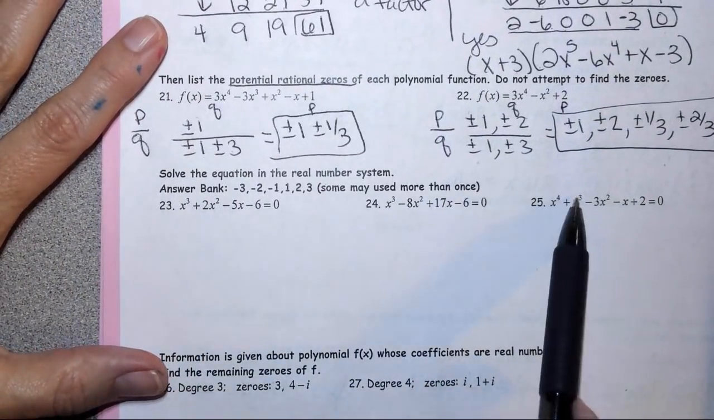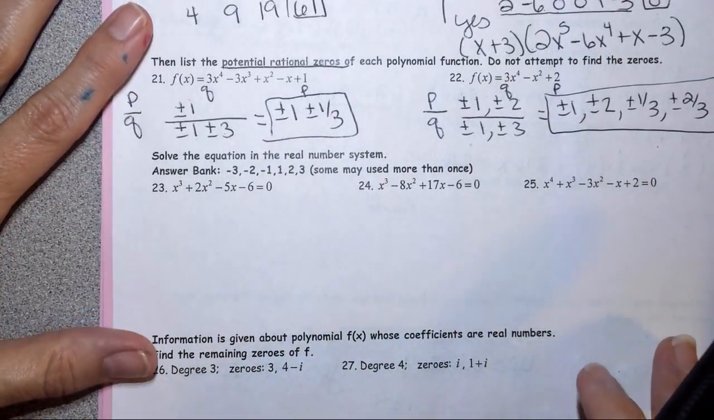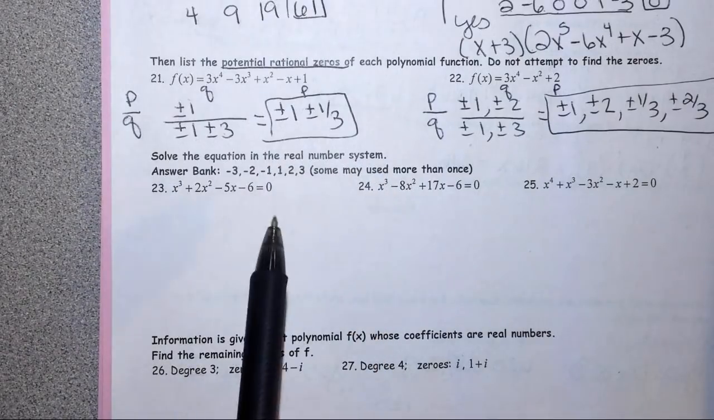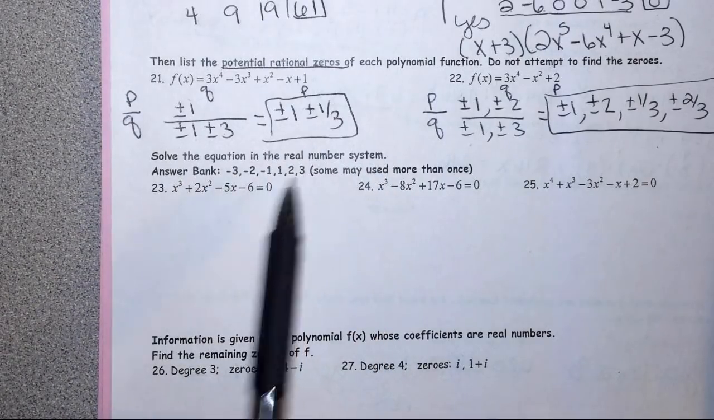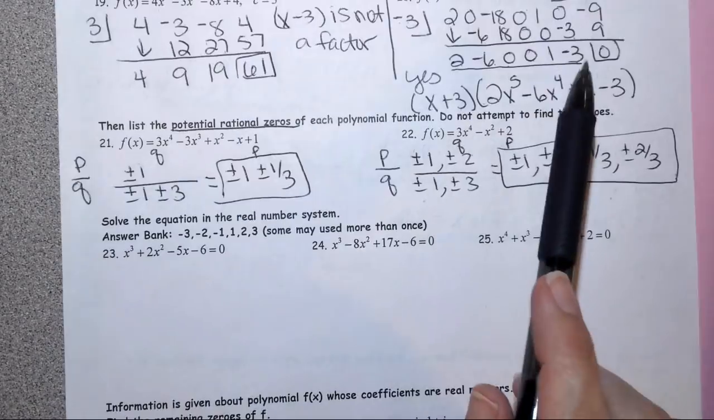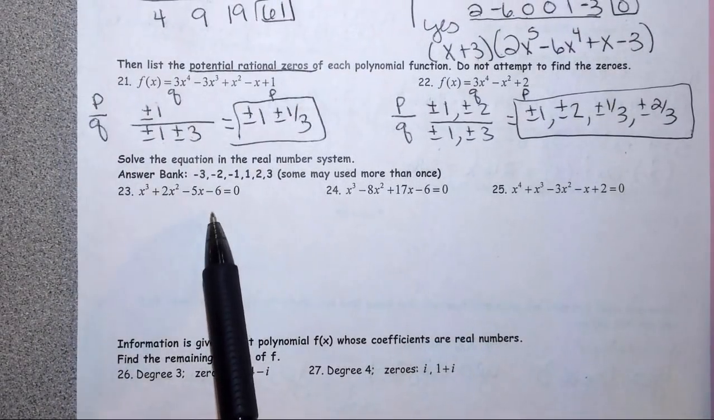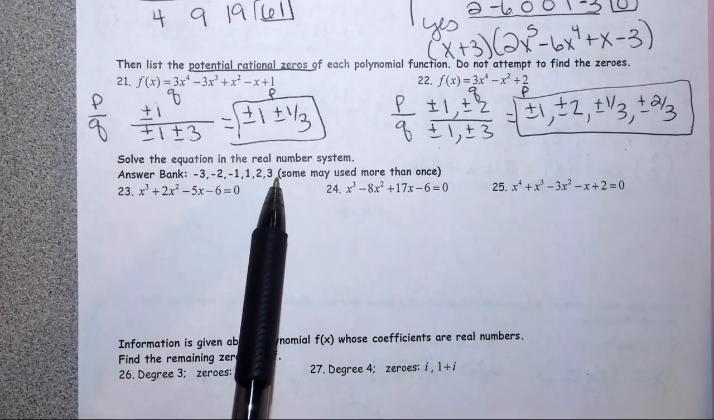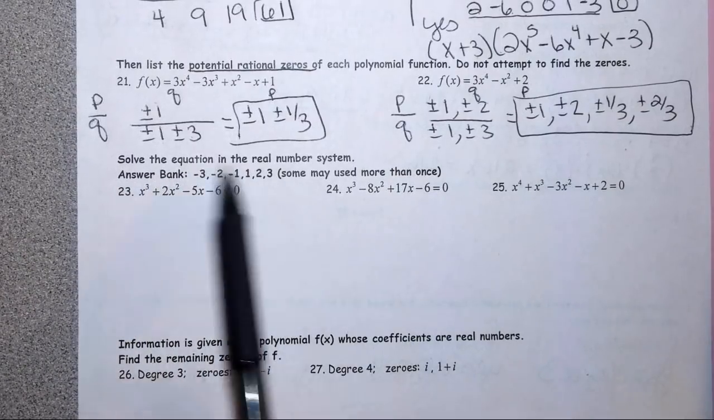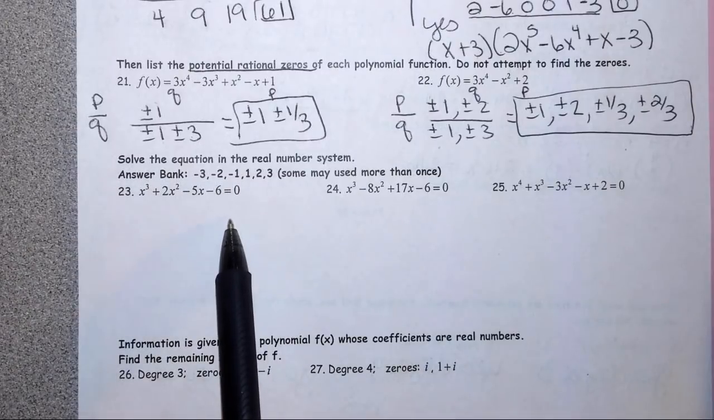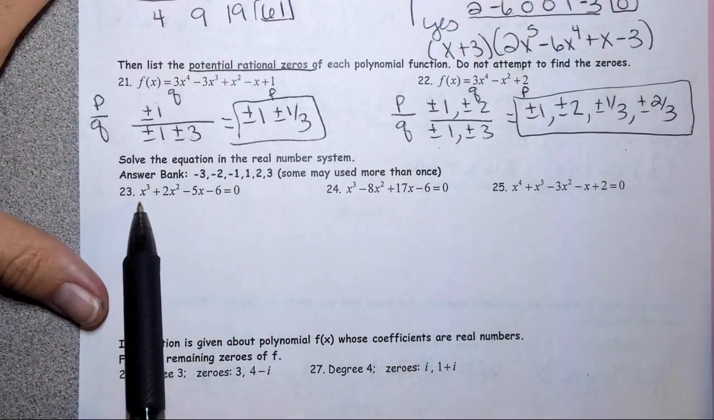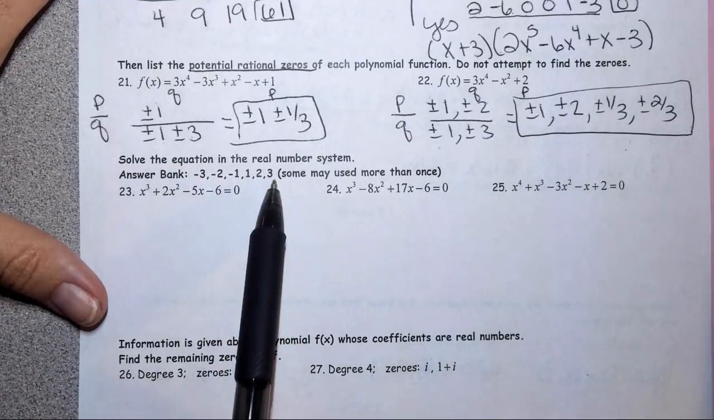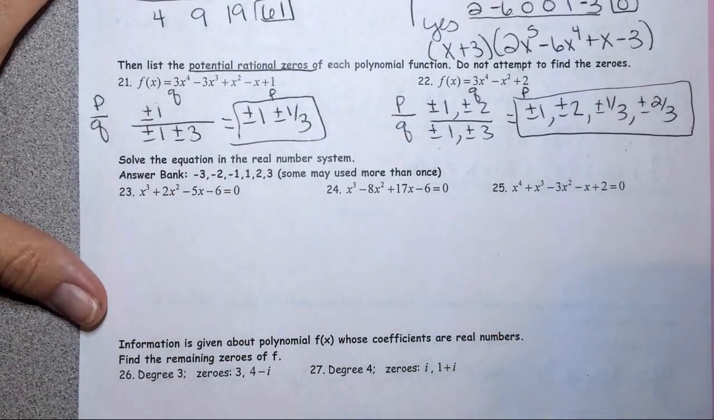On 23, 24, and 25, they want me to solve the equation in the real number system. All they really want to know is which of these numbers, when I do synthetic division like what we did up here, and these are my only choices, -3, -2, -1, 1, 2, and 3, will give me a 0. So you're going to do synthetic division with -3, -2, -1, 1, 2, and 3, and if it gives you 0, then it's going to be an answer.